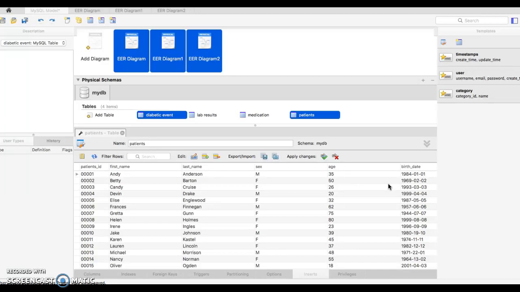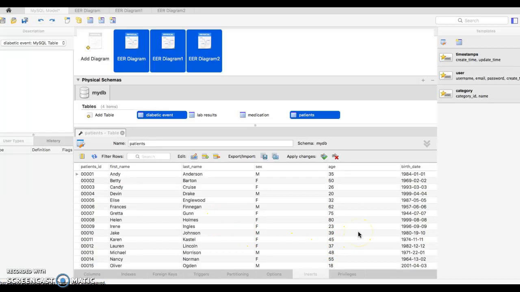My database contains 4 tables. As you can see, they are diabetic event, lab results, medication, and patients. The 3 that we will be focusing on are patients, medication, and diabetic event. The first table we will look at will be patients. Here you can see the 20 patients that I generated.